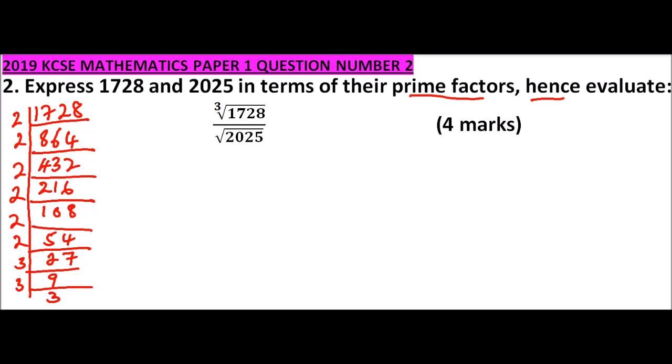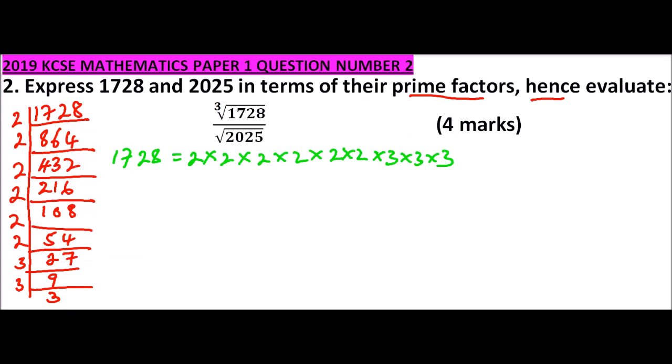What this means is that the prime factors of this number, that is 1728, is the same as 2 multiplied by 2 multiplied by 2 multiplied by 2 multiplied by 2 multiplied by 2, multiplied by 3, multiplied by 3, multiplied by 3. These are the prime factors.